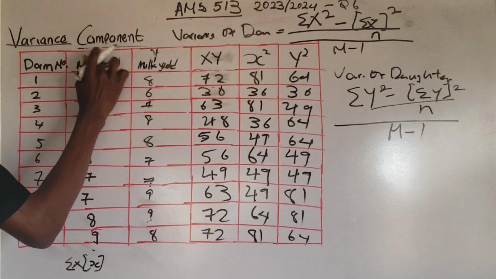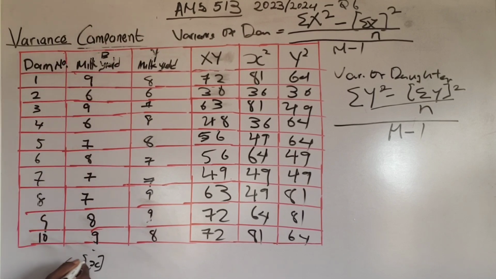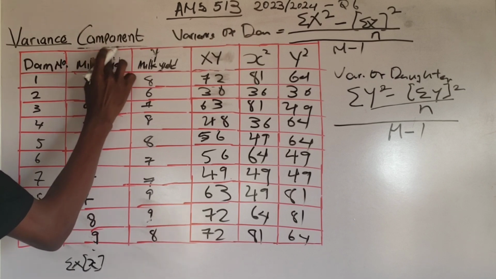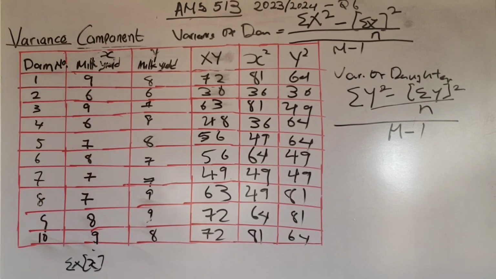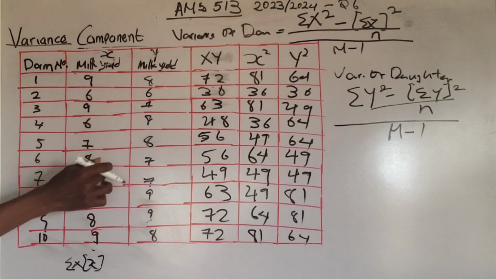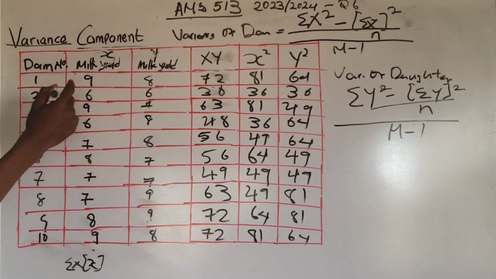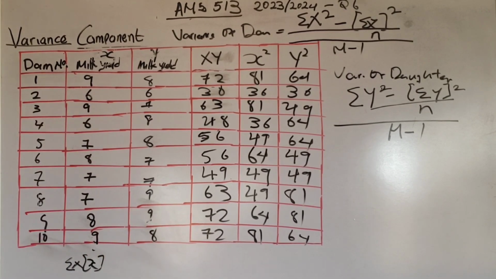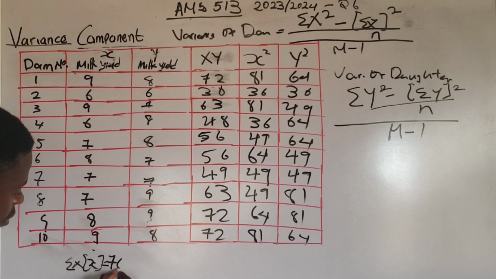Okay, sir. The question might be like, we can represent the dam's milk yield as b. That means we are going to have summation b. Exactly. So our formula will be summation b squared. Since it is x, we just use summation x. That is what it is trying to tell us. If you add all of these together, 9 plus 6 plus 9 plus 6 plus 7 plus 8 plus 7 plus 7 plus 8 plus 9, that will give us 76. 76, sir.